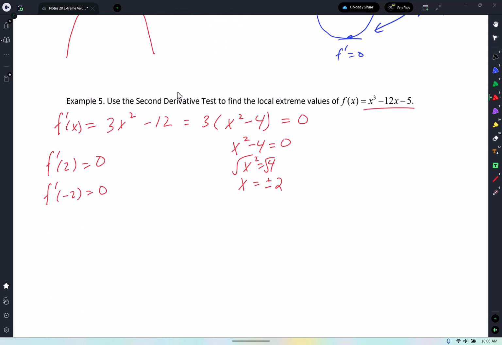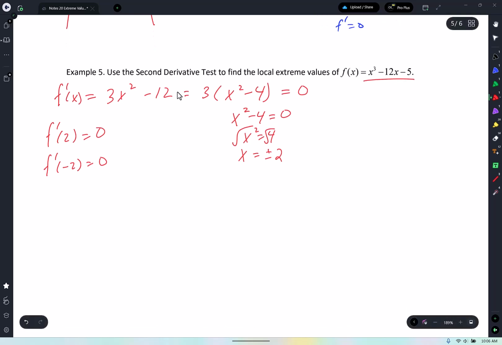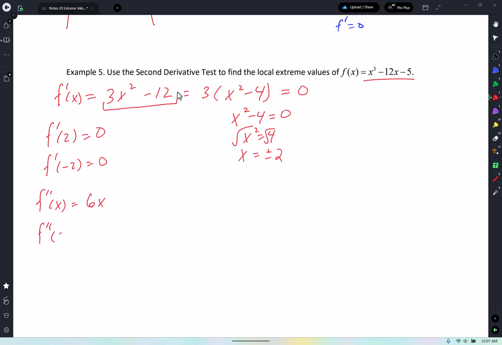Now I'm going to take a derivative again, a second derivative. So f prime prime of x equals, and I'm taking the derivative from right here. What's the derivative of 3x squared? 6x. So f prime prime of 2 equals 12, which is positive. F prime prime of negative 2 is negative 12, which is negative. That's how you say positive and negative.